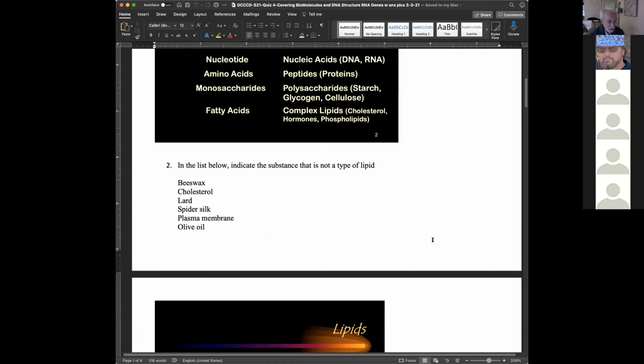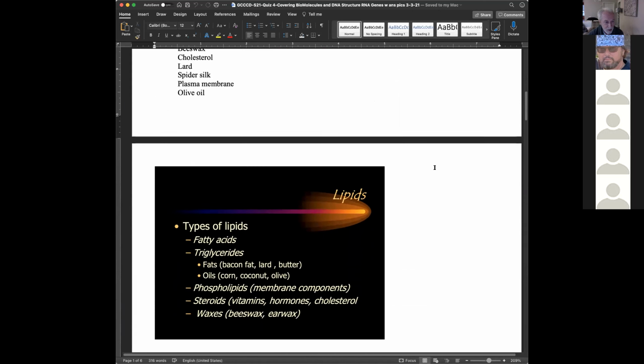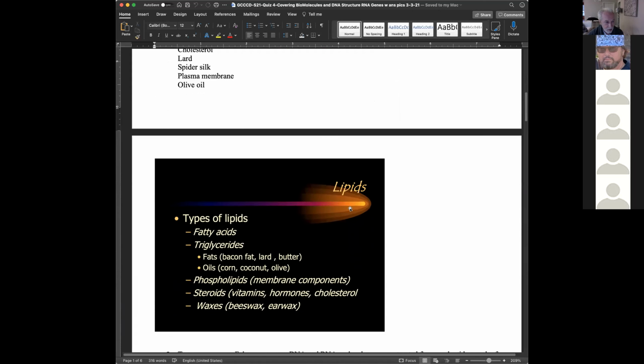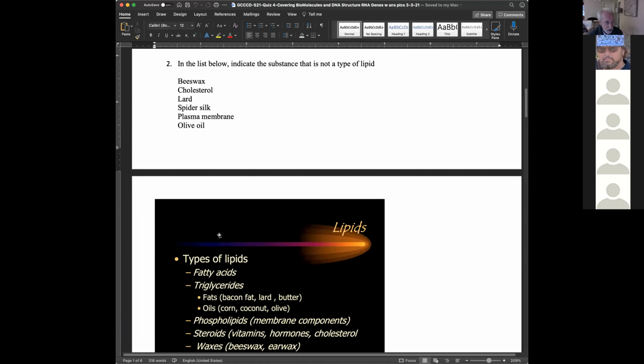Second question, the list below indicate the substance that is not a type of lipid. Well, one of the slides we looked at listed types of lipids, 5 different types of lipids, and we talked about each one of those. On this list, they're all there except for spider silk, which is a protein.